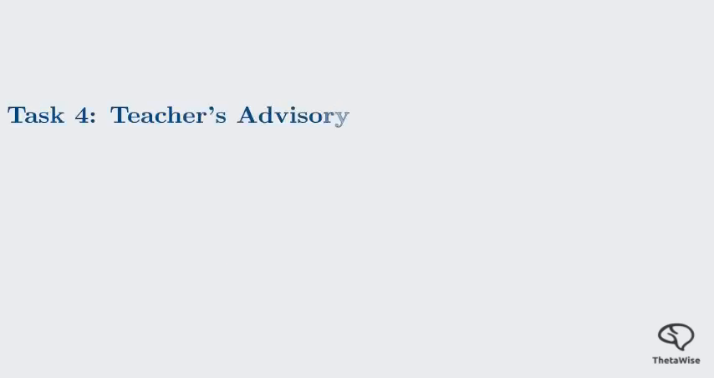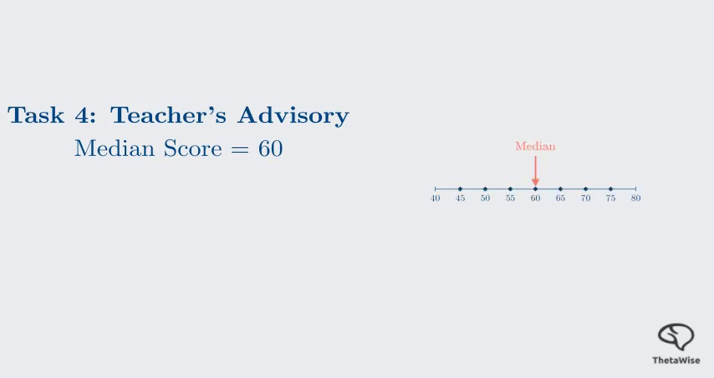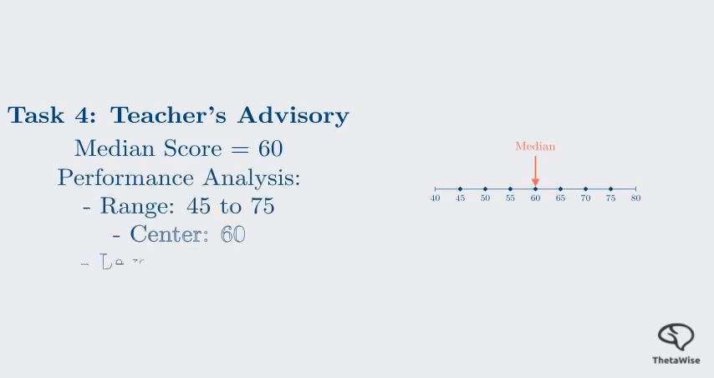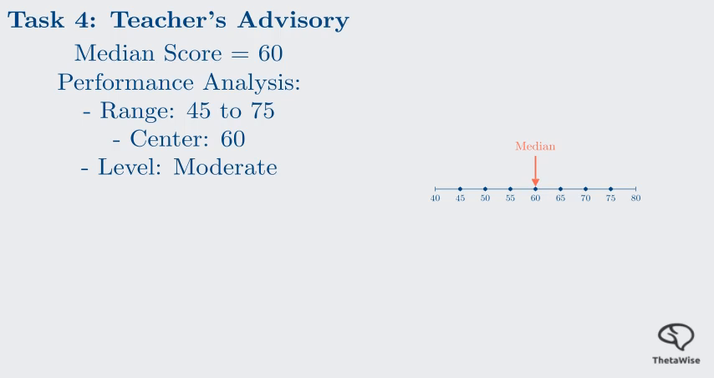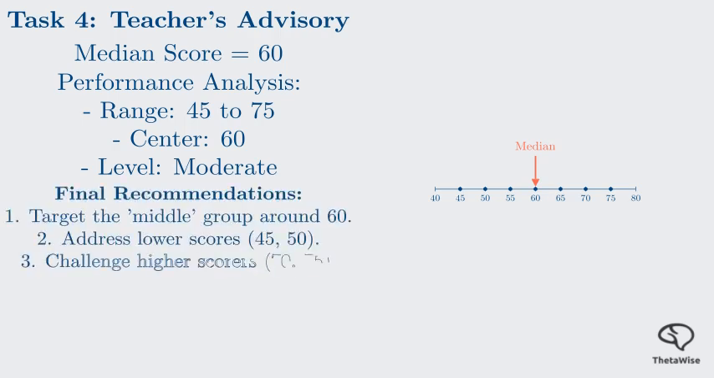Finally, for Task 4, we must advise the teacher on the general level of performance based on our findings. With a median of 60, we can inform the teacher that the typical student is performing at a level of 60%. Looking at the data, the scores are spread relatively evenly around this center point, ranging from 45 to 75. A median of 60 suggests a moderate level of performance across the class. It indicates that, while the class has a solid foundation, there is significant room for improvement to move that middle value toward a higher grade bracket. The teacher can use this median as a benchmark. To improve the typical performance, the focus should be on shifting the entire distribution upward.